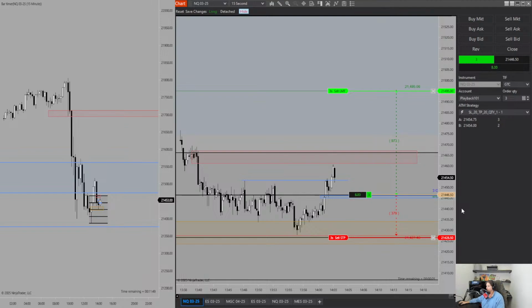All right, there's our first pullback. Looks like so far we're going to try to fill the imbalance. If we get a move back up above this high end of supply, I'm moving my stop to below this swing right here, just to mitigate risk.